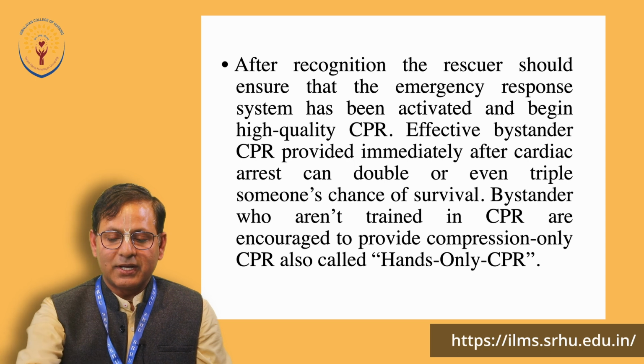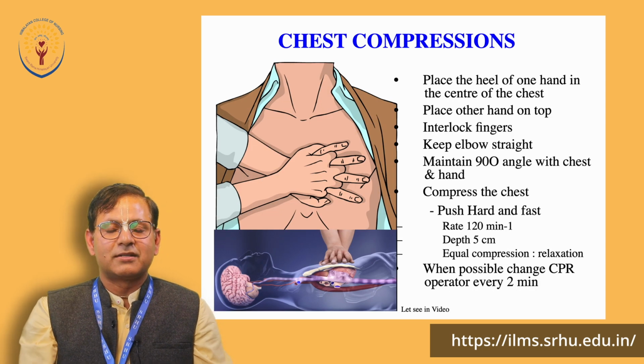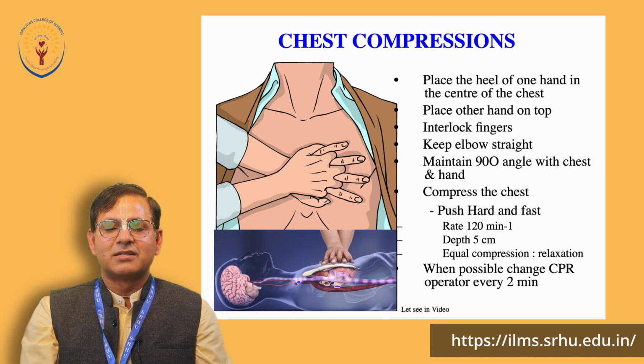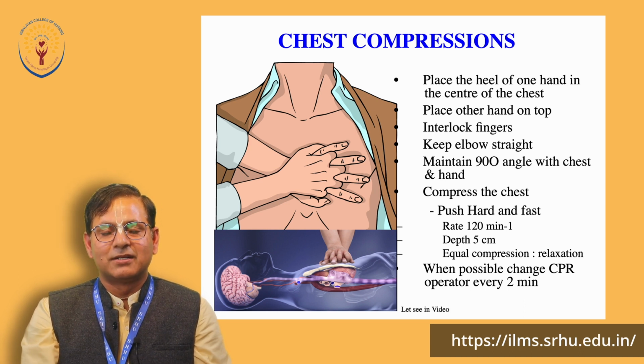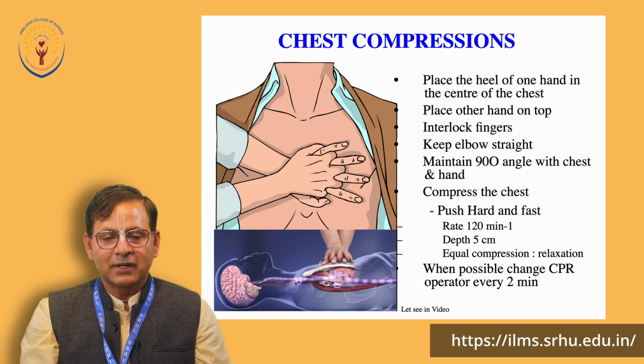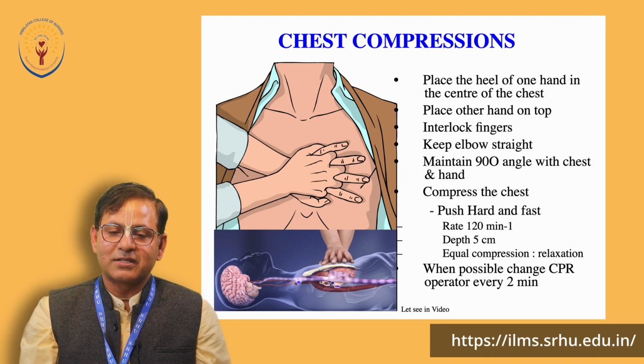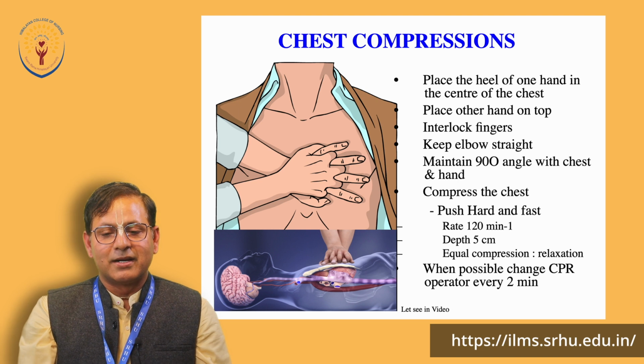When we start the chest compressions, we have to place the heel of one hand in the center of the chest, as you can see in the picture. Place the other hand on top, interlock the fingers, keep the elbow straight, and always remember to maintain a 90-degree angle between the chest and the hand.